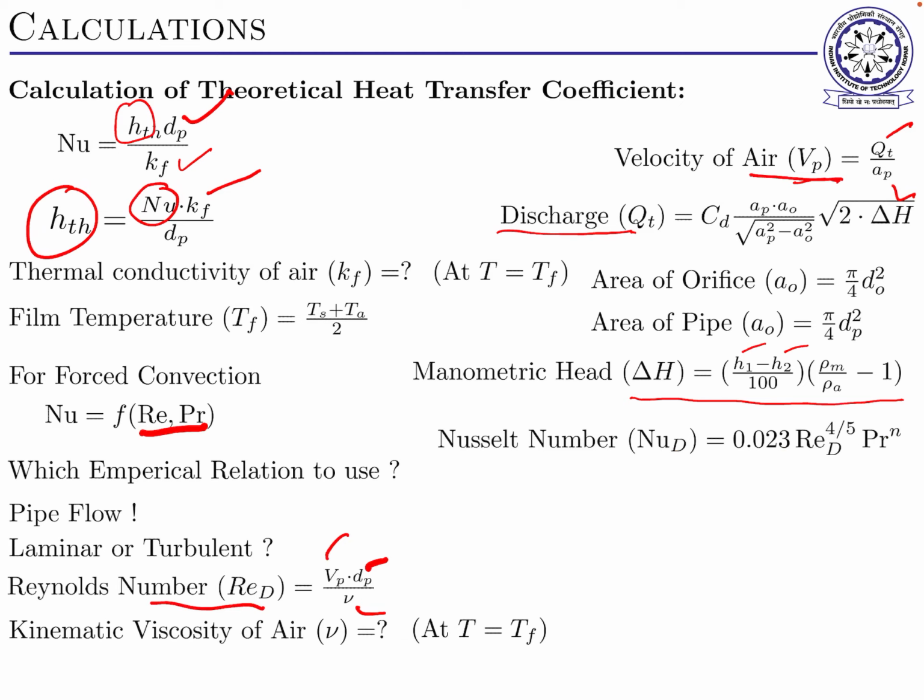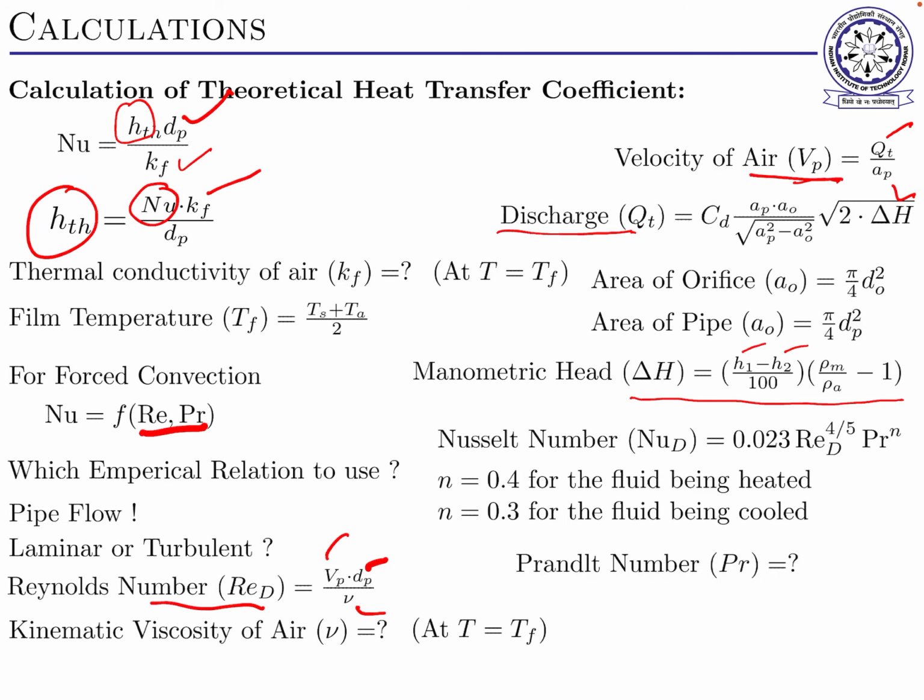There is a pretty good chance that the Reynolds number is turbulent, and it will turn out that the Dittus-Boelter correlation will be used, which is a very widely used correlation also. Now what's the problem here? We need to find the Prandtl number. The Prandtl number also we will find at the film temperature, and we will use this. The fluid is being heated, so we'll use the n value as 0.4.